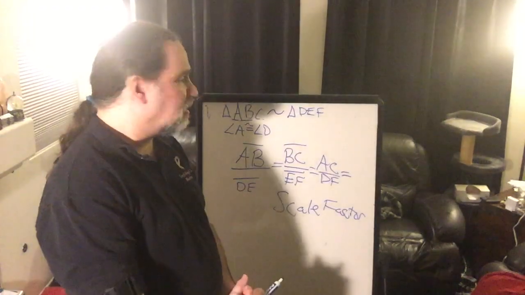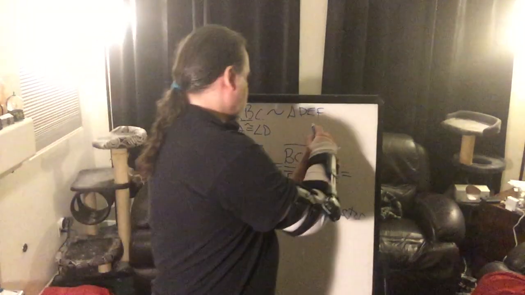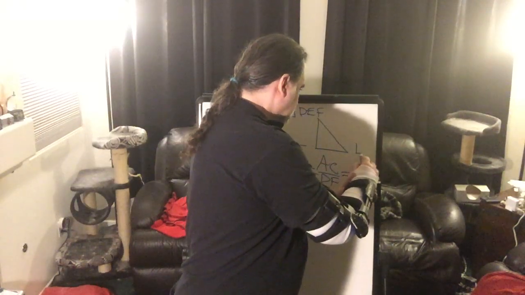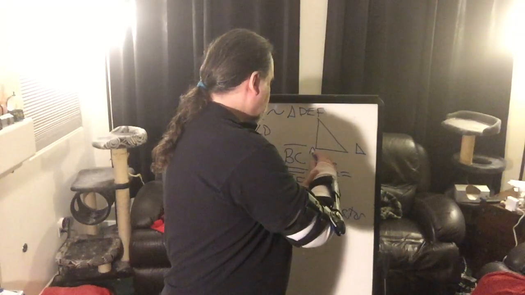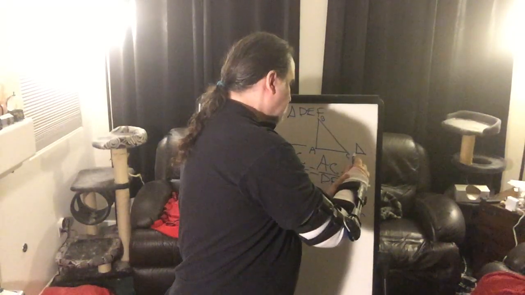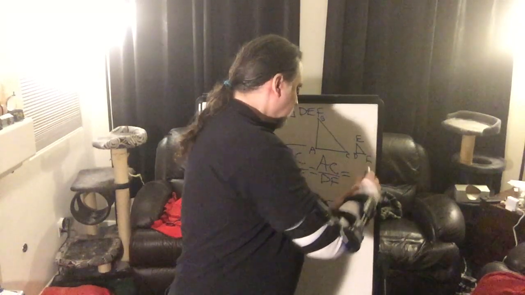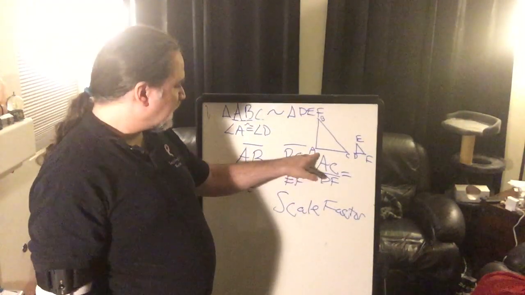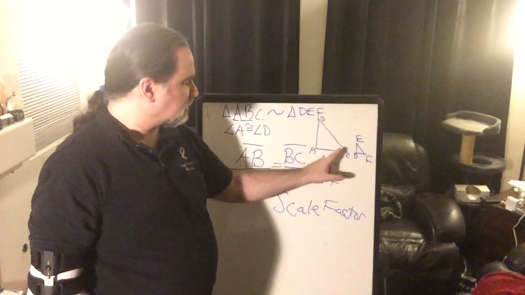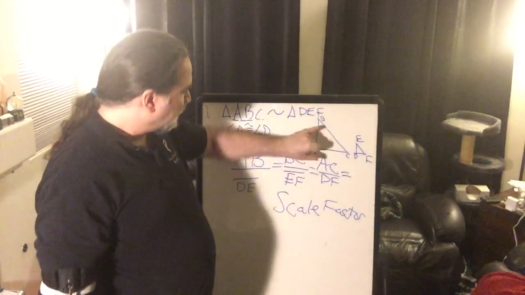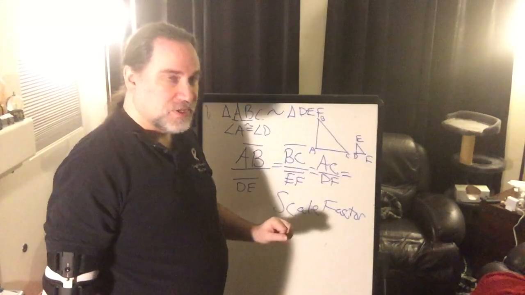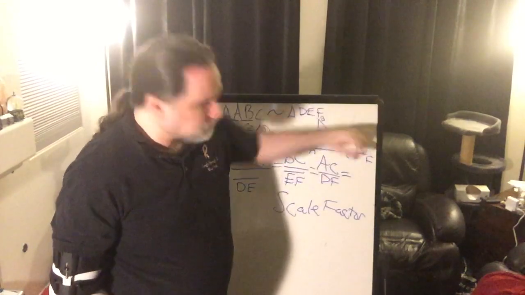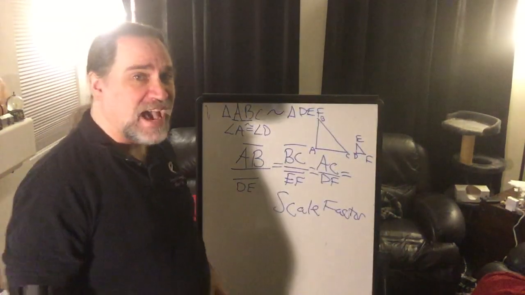So if I had these two drawings, let's see if I can make two reasonable triangles. Here's my ABC, and here's my DEF. I know that this angle is the same as that angle, and that angle is the same as that one, and this one is the same as that one. I also know that this distance divided by this distance is going to be exactly the same as this distance to this one and this one to this one, aka the scale factor.